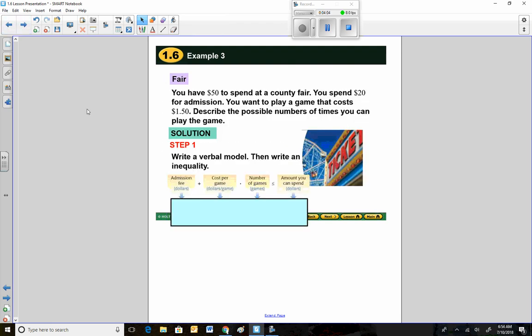Here's a word problem, of course. You have $50 to spend at a county fair. You spend $20 for admission. You want to play a game that costs $1.50. Describe the possible number of times you can play the game.